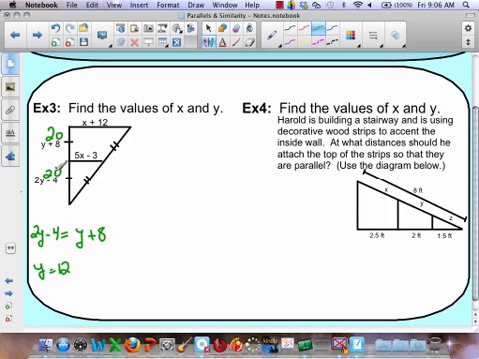I'm not sure if this applies with this one, but wouldn't 5x minus 3 be half of x plus 4? Yeah, because that's the midpoint. It's called the mid-segment. So 5x minus 3 is actually our mid-segment because these two are the midpoints. And the mid-segment is half of the opposite side.